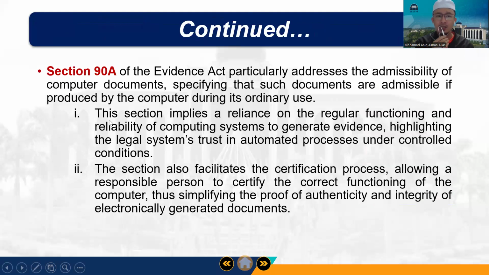Secondly, Section 90A of the Evidence Act particularly addresses the admissibility of computer documents, specifying that such documents are admissible if produced by the computer during its ordinary use. This section implies a reliance on the regular functioning and reliability of computing systems to generate evidence, highlighting the legal system's trust in automated processes under controlled conditions. The section also facilitates the certification process, allowing a responsible person to certify the correct functioning of the computer, thus simplifying the proof of authenticity and integrity of electronically generated documents.